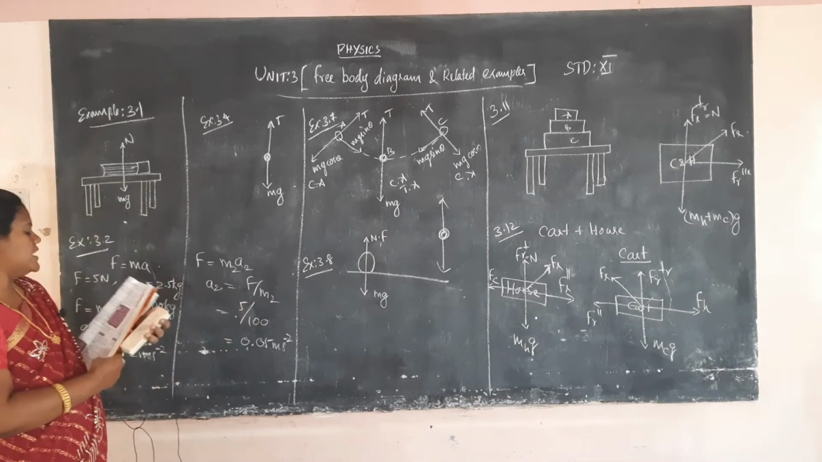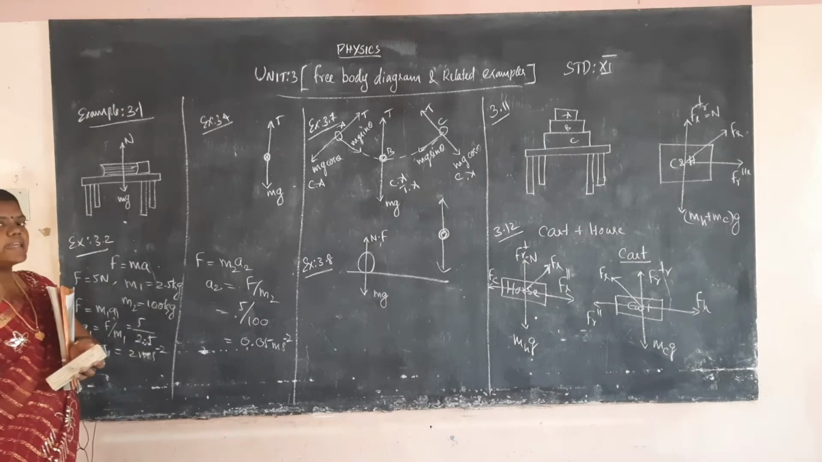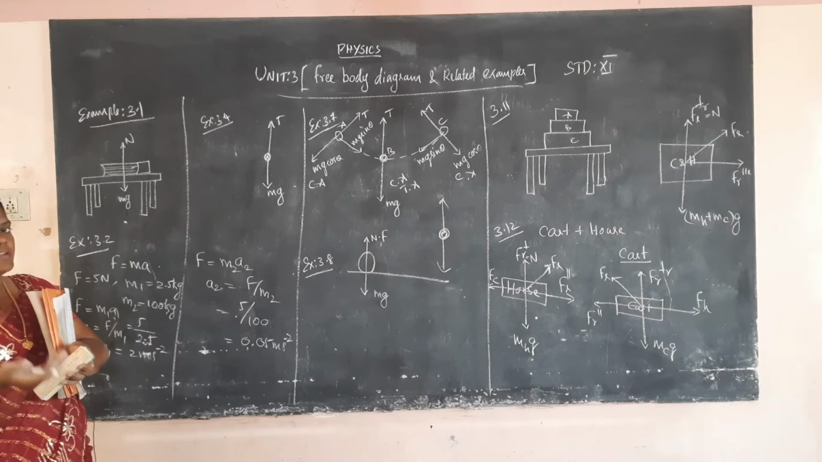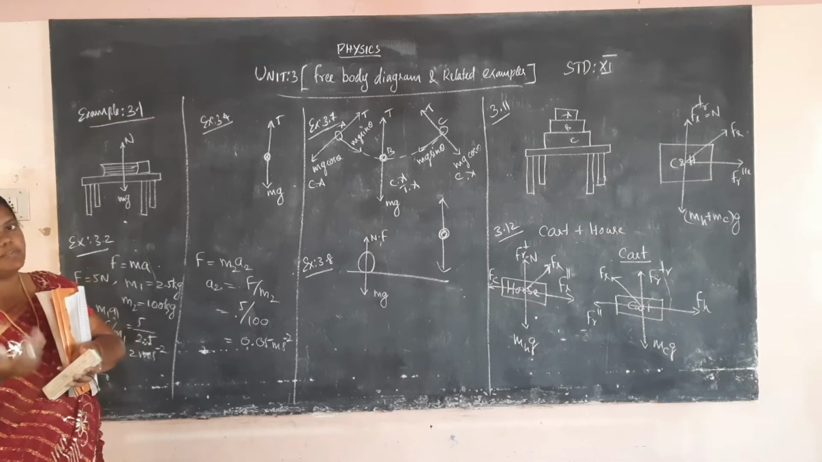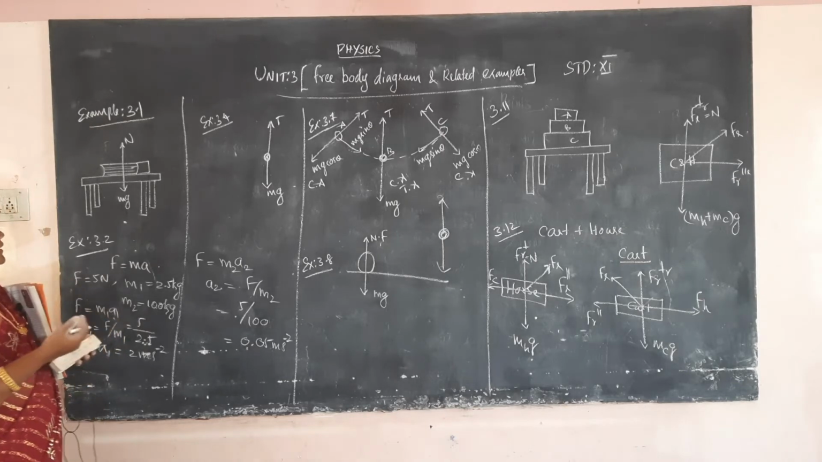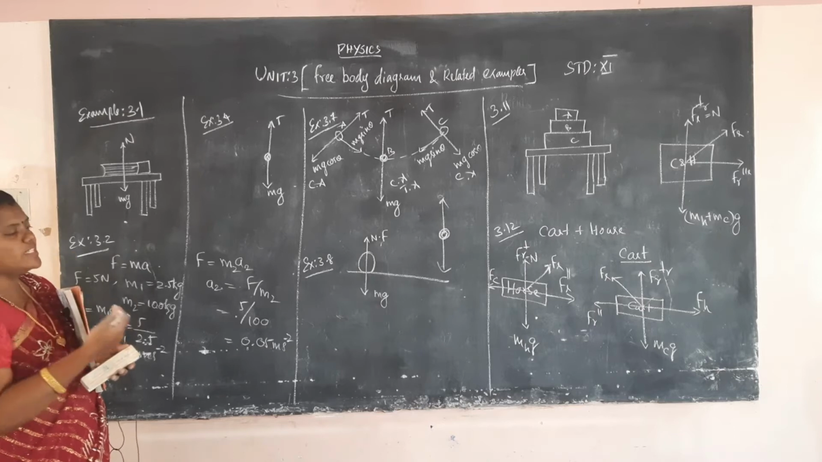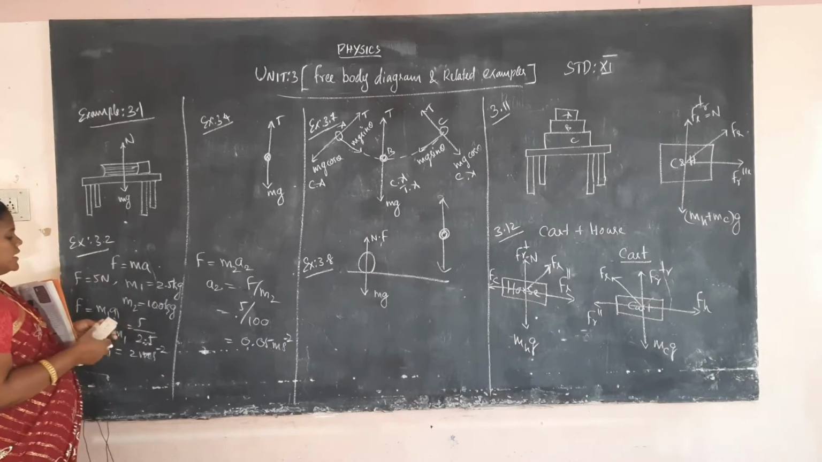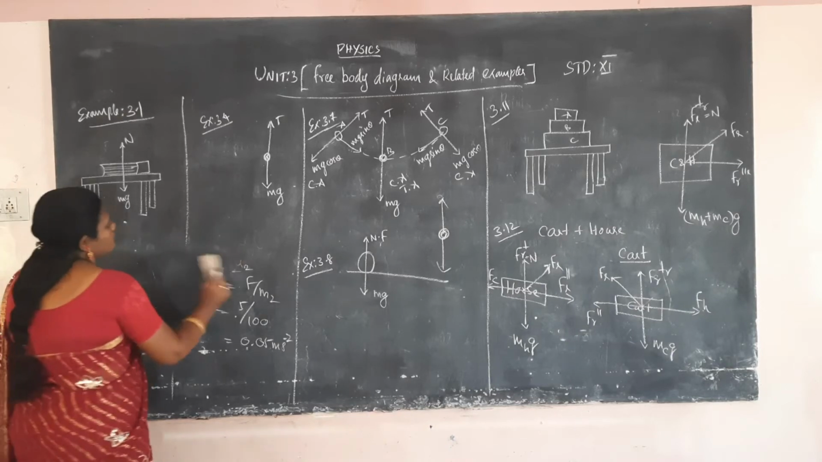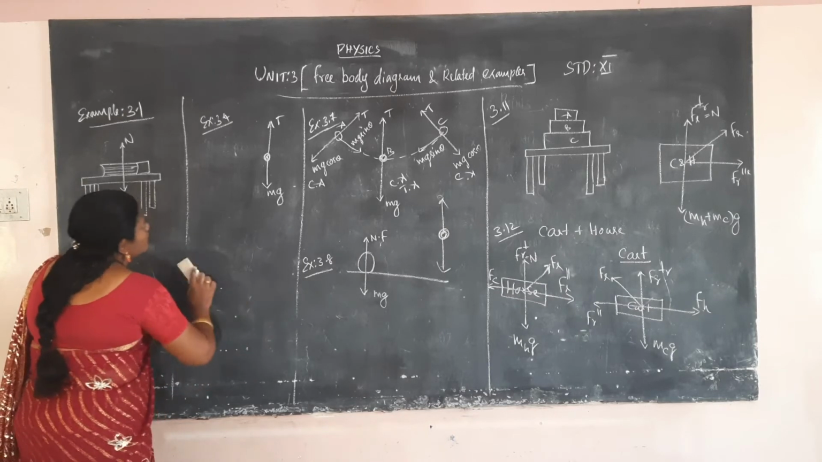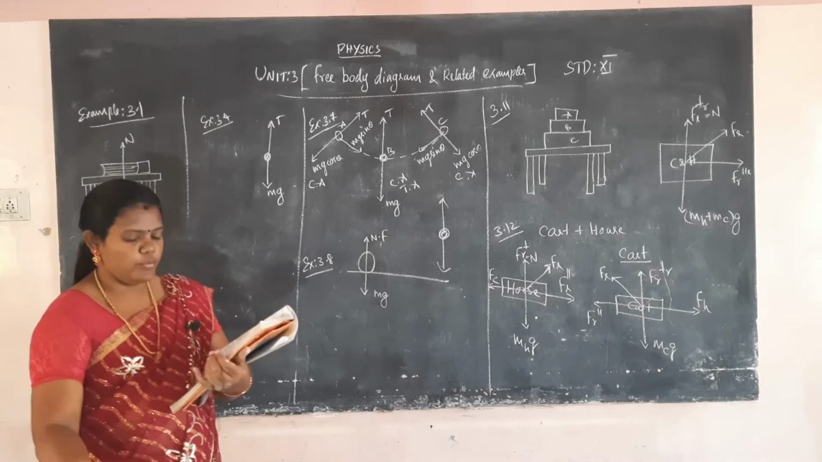This is the way we can easily calculate the acceleration. When the force value and mass value are given, the acceleration can be found. Any one value can be easily found by using Newton's second law formula. This is example 3.2, and now example 3.4.